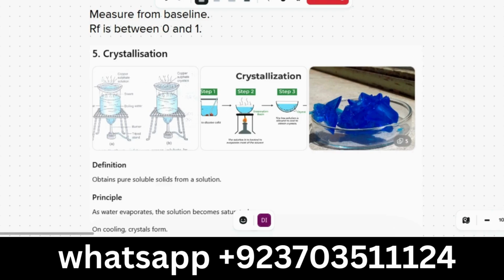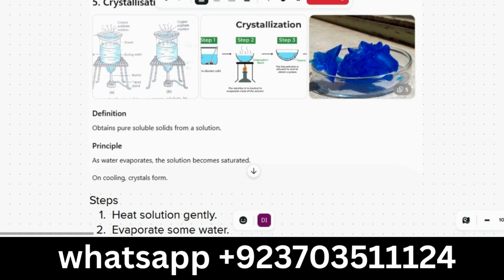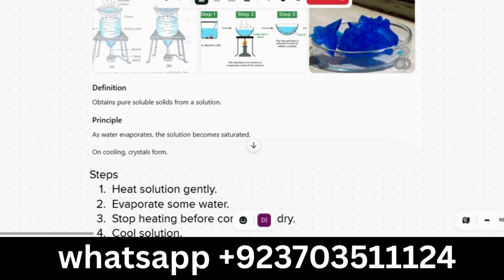Crystallization: obtain a pure soluble solid from a solution. What we do is boil the water or any solution till we get solid particles, and then we cool it off and get our crystals. As water evaporates, the solution becomes saturated.